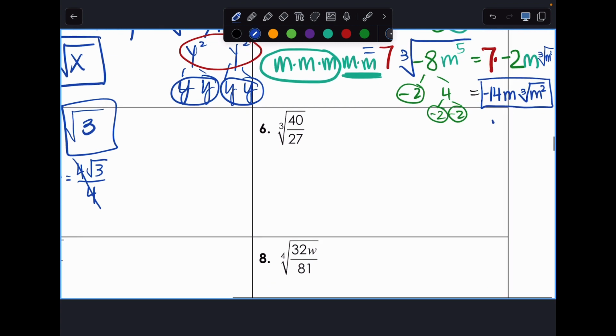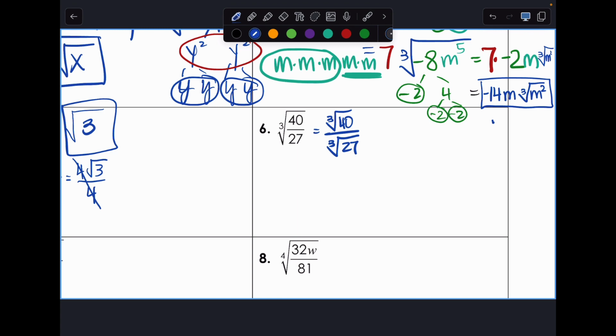All right, here we go. Cube root of 40 over 27, like I did before, we can break it apart. Cube root of 40 over cube root of 27. Why am I doing it this way instead of what we just did? Because you can't divide 40 by 27. If we're not going to have a nice and pretty whole number when we simplify the quotient, break it apart when you can't do that, okay?